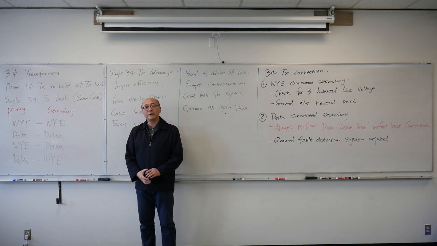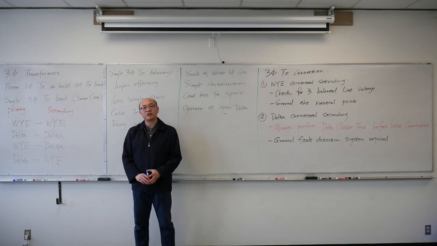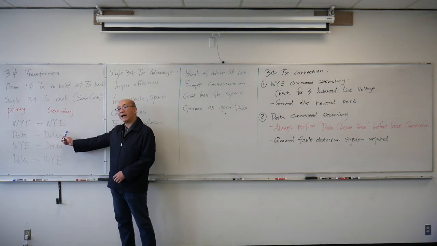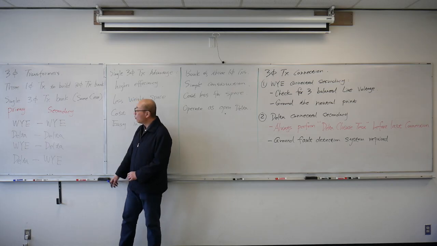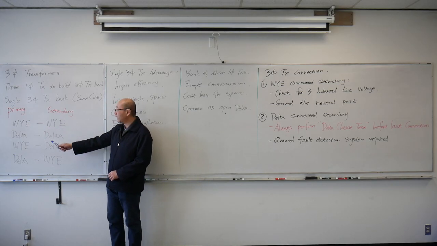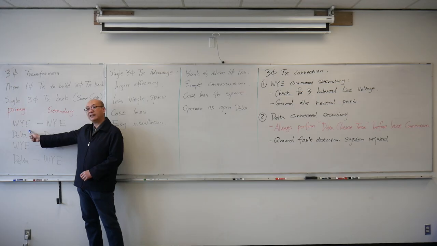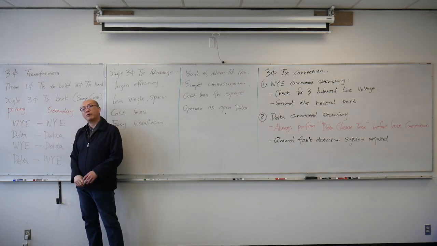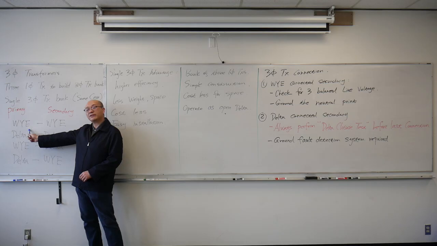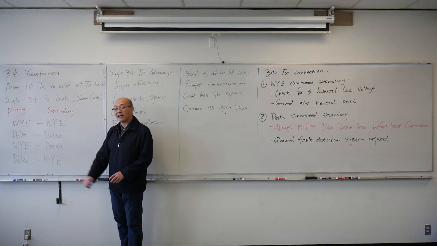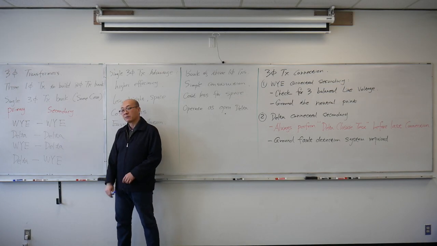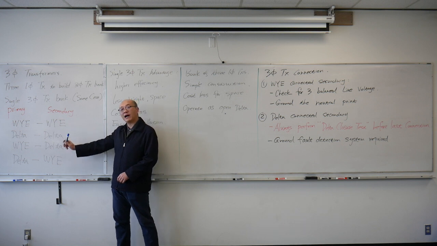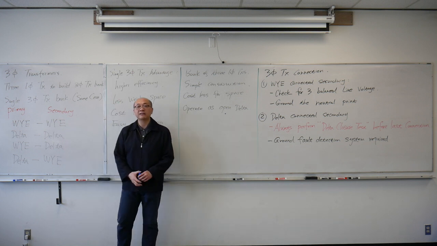For three-phase transformers, there are four different kinds of connections. We call them Y-Y, delta-delta, delta-Y, and Y-delta. When I say Y-Y or delta-delta, the first letter is how we connect the primary side. We can connect the primary side as Y or as delta. The second letter means how the secondary is connected. So the secondary could be connected Y, or the secondary could be connected delta.